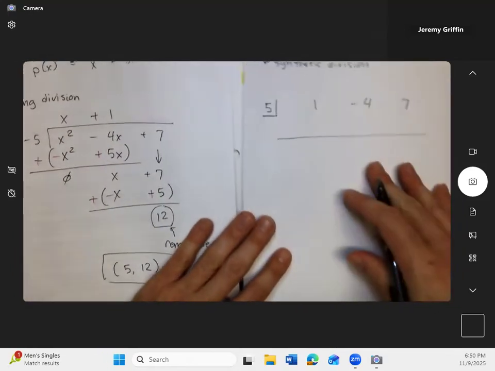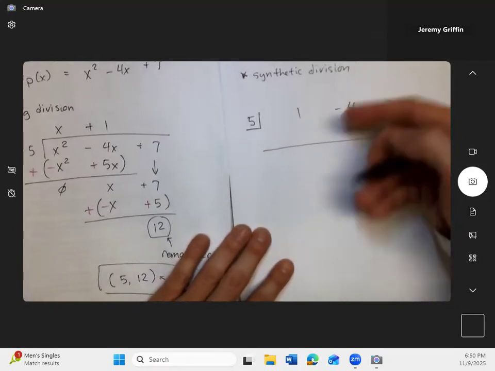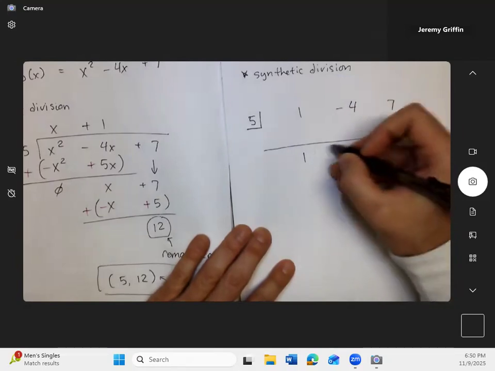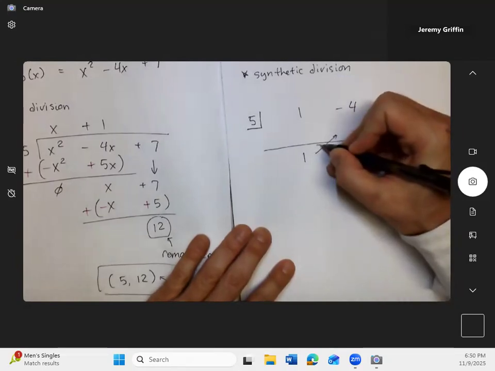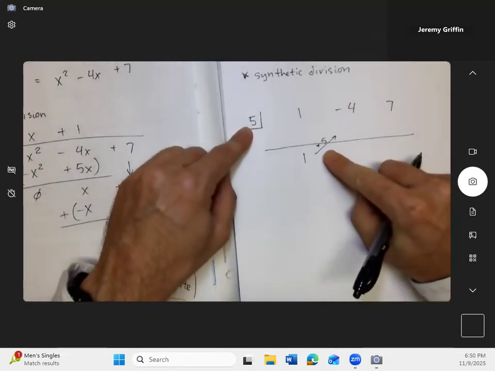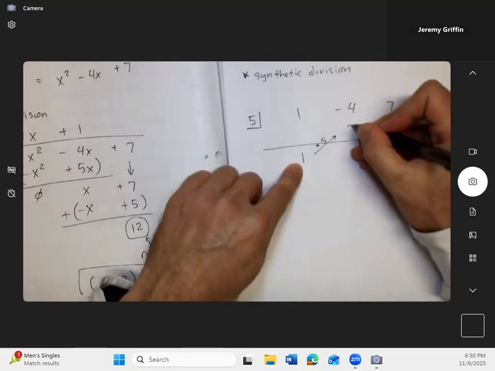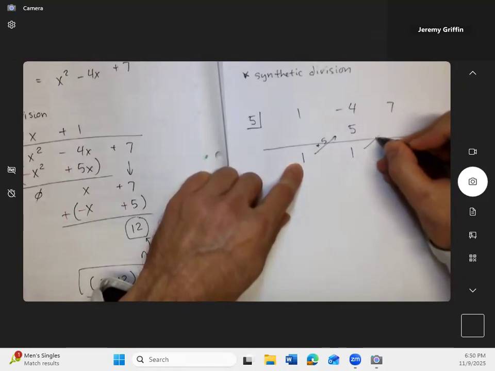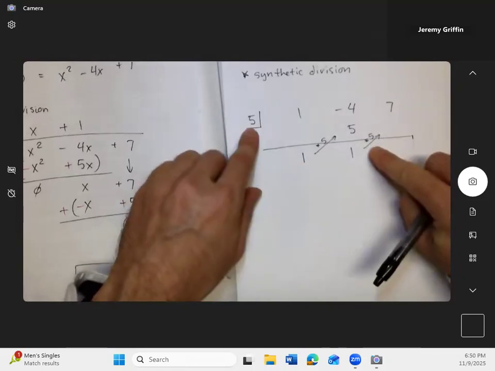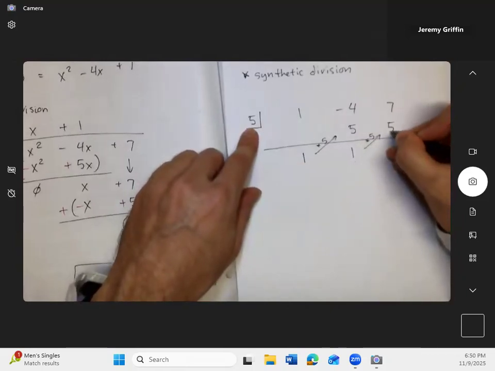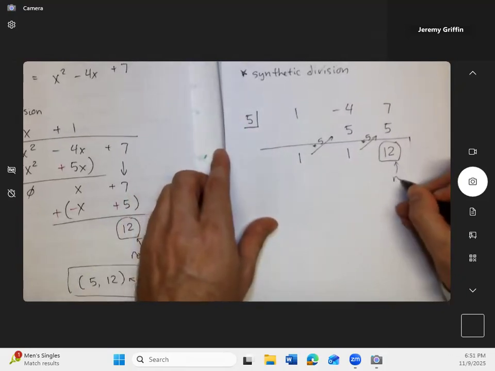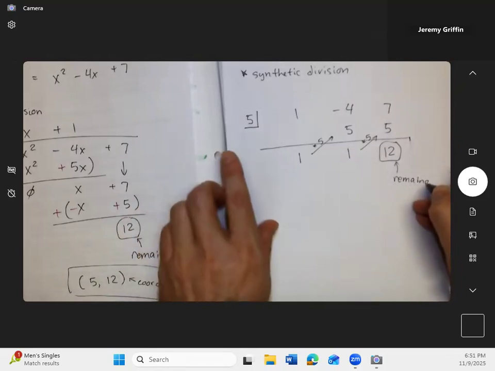Now, this is a process that you might remember from a week or two ago, so I'm just going to follow it. Drop down this 1 here, then multiply it across, times this 5 right here. This 1 times this 5 is 5, and then you just add going down. Negative 4 plus 5 is 1. Then same thing, I'll do times this 5 again. 1 times 5 is 5, add going down, 12. And look right there, that is the remainder.